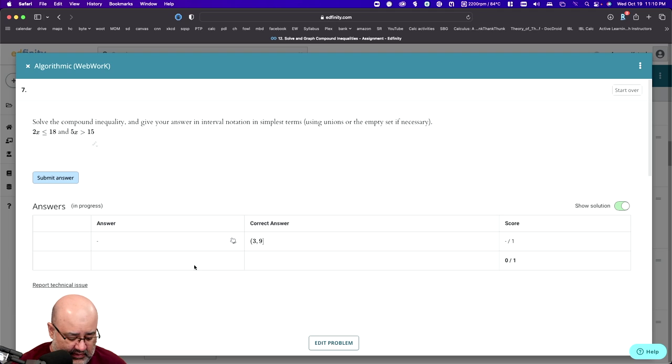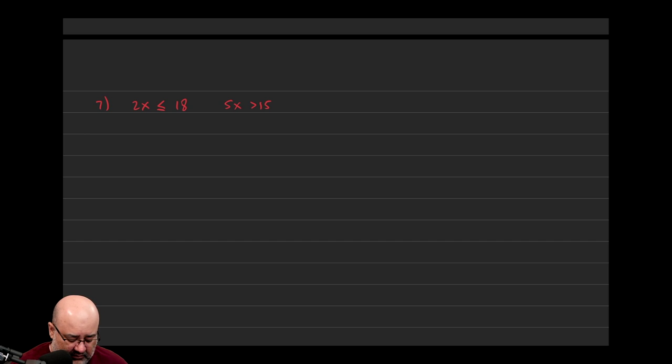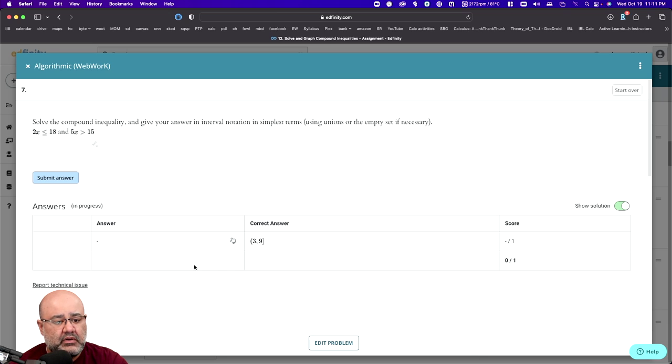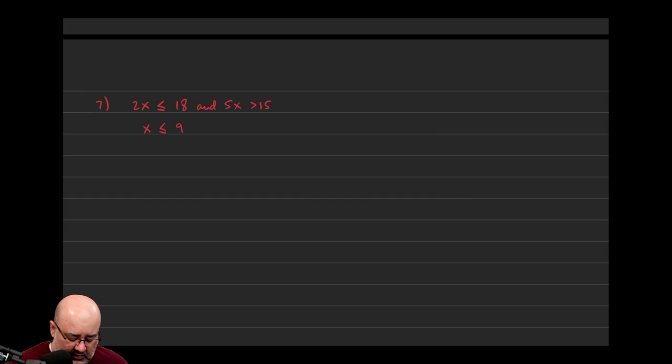This one is number 7. 2x is less than or equal to 18. 5x is greater than 15. So divide both sides by 2, which gives me x is less than or equal to 9. Oh, I forgot which compound inequality this was. This was AND. And x is greater than 3. Divide both sides by 5. The inequalities stay as they are because we're not multiplying or dividing by a negative.